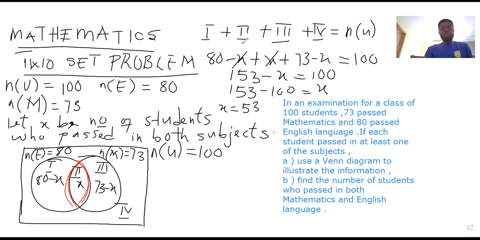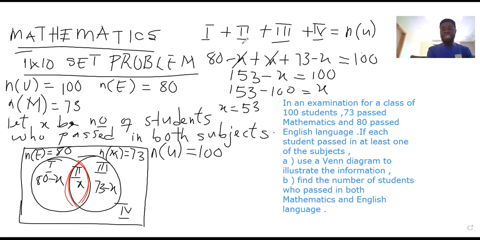So meaning that 53 candidates pass in both mathematics and science. Now, they can ask a lot of questions concerning this. They can ask you to find the number of students who pass in English only.